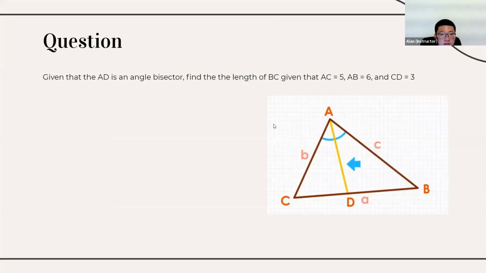So here's a quick question. Given that AD is an angle bisector, find the length of BC if AC equals 5, AB equals 6, and CD equals 3.